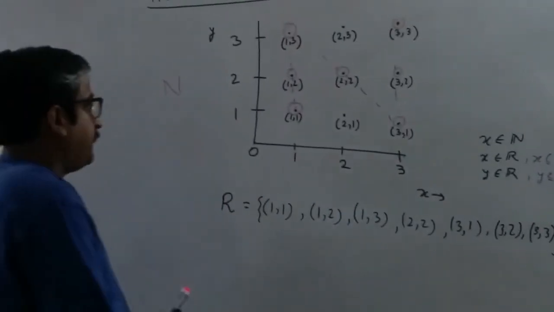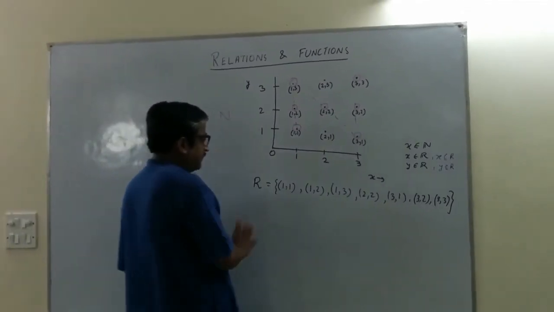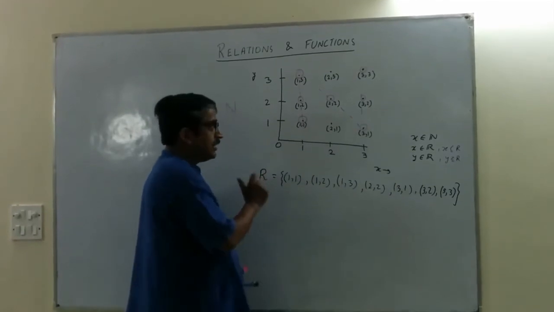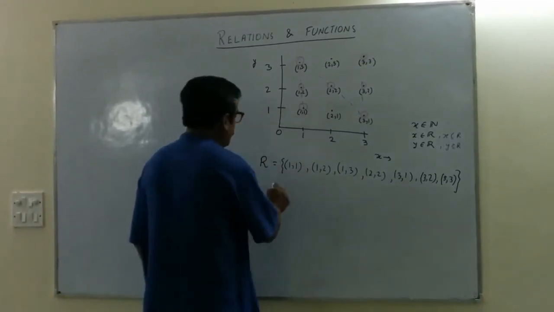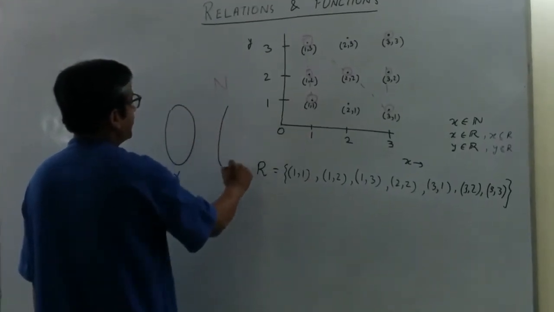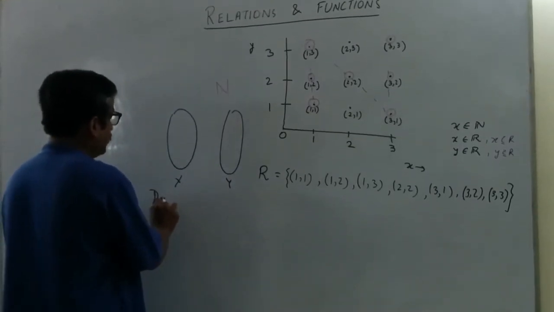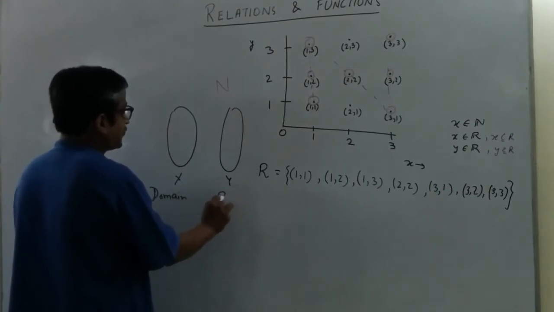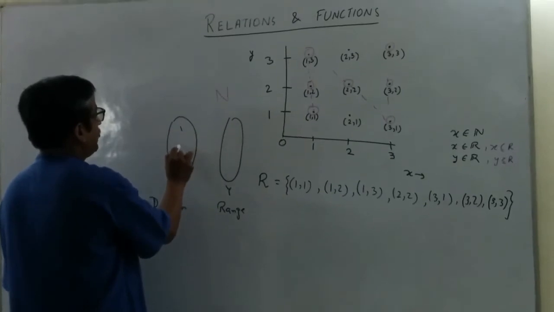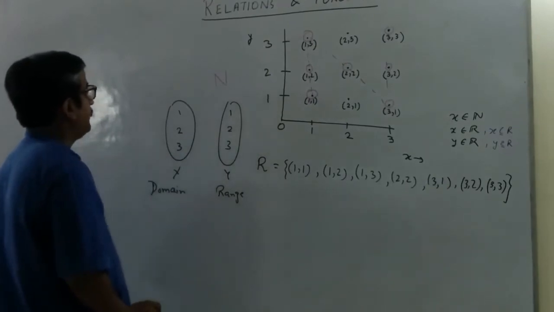Now we come to the definition of functions. What is a function? A function generally means it's a relation, but one thing is not allowed. Say you have a set of numbers which is your x, and a set of numbers which is your y. This is called the domain and this is called the range, and you have the points 1, 2, 3 and 1, 2, 3.